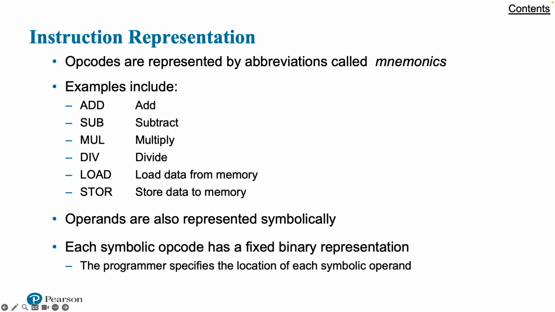Each symbolic opcode has a fixed binary representation, and the programmer specifies the location of each symbolic operand. For example, the programmer might begin with a list of definitions: x equals 513, y equals 514, and so on. A simple program would accept this symbolic input, convert opcodes and operand references to binary format, and construct binary machine instructions. That's what the CPU is actually going to use for execution.